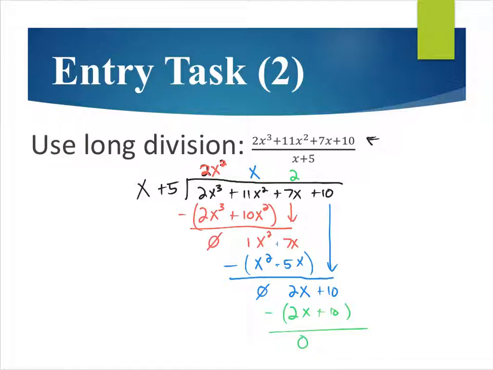And I get 0 and 0. And then I'm done. And so this, when I add the signs, it's a positive x and a positive 2. This is my answer, 2x squared plus x plus 2.